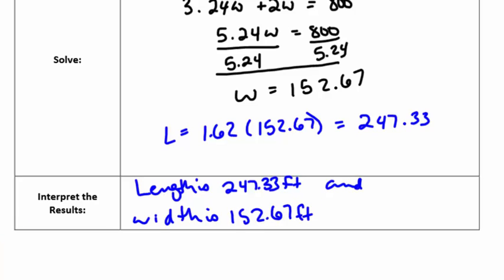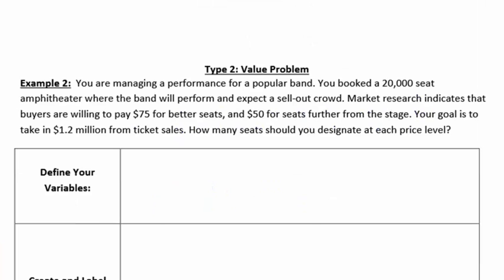Let's go on to the next one. This is a value type problem. Value type problems involve money. So if we're managing a performance or popular band, we've booked a 2,000 seat amphitheater where the band will perform for an expected sellout crowd. Market research indicates that buyers are willing to pay $75 for better seats and $50 for seats further from the stage. The goal is to take in $1.2 million in ticket sales. How many seats should we designate at each price?